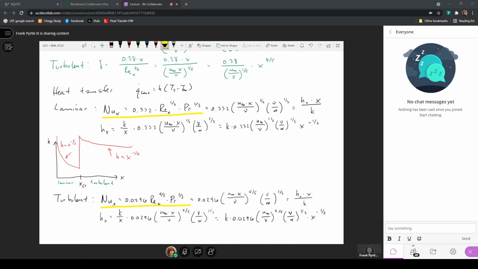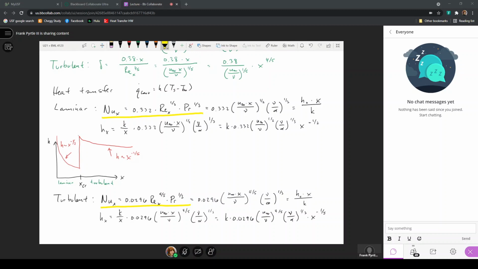Whether it's in the laminar or the turbulent flow condition, when I calculate that heat transfer coefficient, I can calculate exactly what the heat flux is at that particular position. Now, if I wanted to find average values of the heat transfer coefficient, then I would have to consider integrating over a length of the plate in order to find an average value.